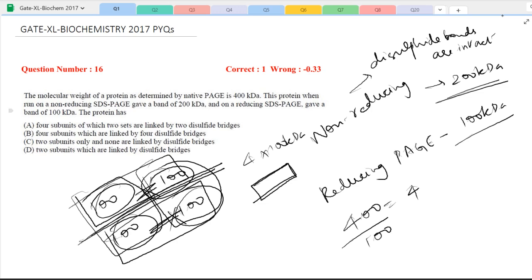So that's the reason why the correct answer here is option A, that is 4 subunits, of which 2 sets are linked by 2 disulfide bridges. I hope this is pretty easy to understand. Hope you don't get confused. Moving on to the next question.